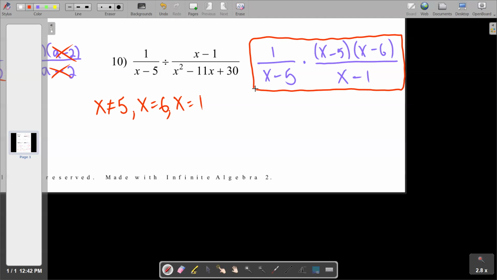So let's do our thing. Let's cancel out some stuff. I see some x minus 5s taking a dirt nap, and that's about it. What's the answer? Perfecto. So we did it. We followed directions. We stated the excluded values and we simplified the expression. And that's what we're up to today.